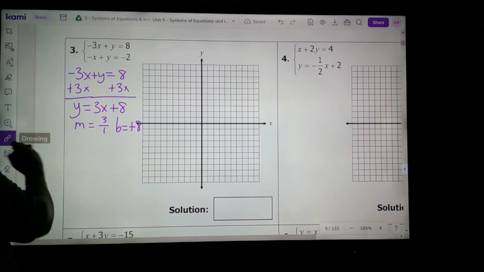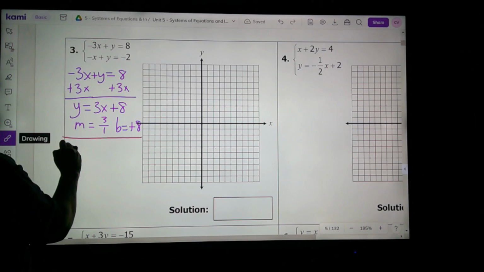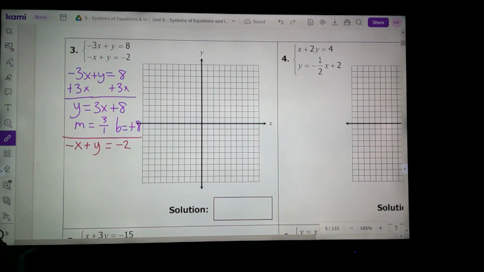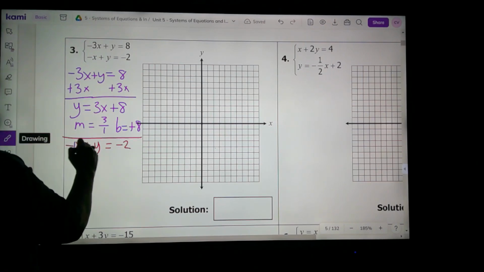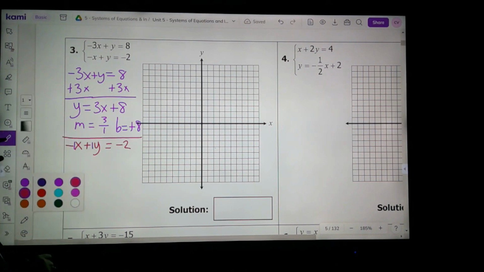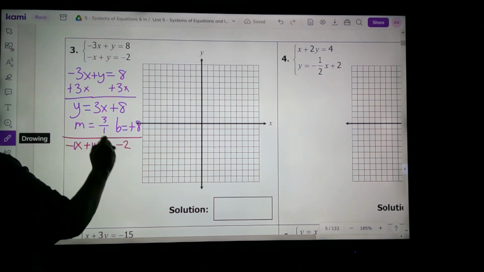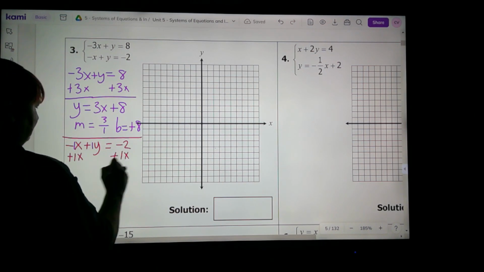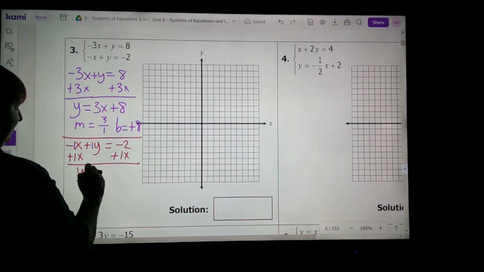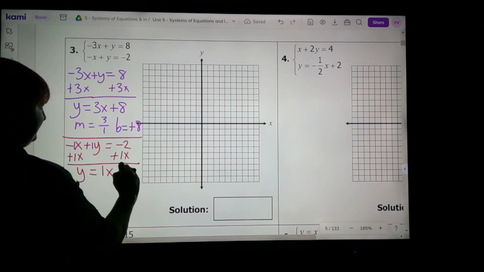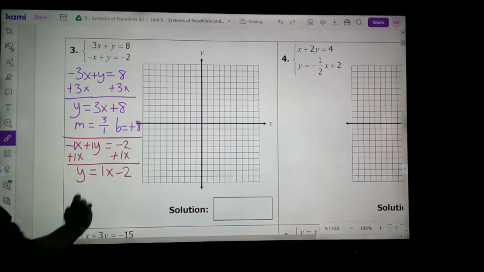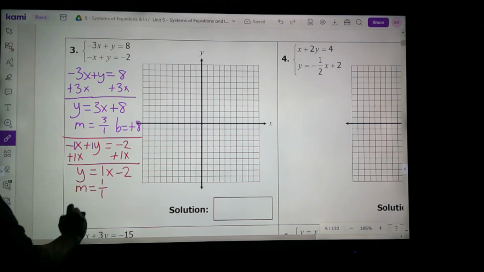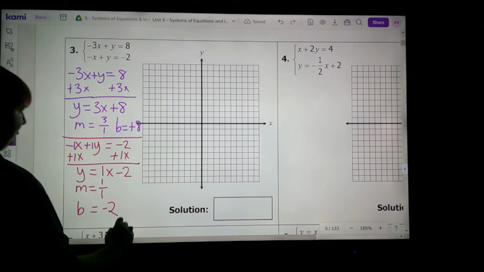Alright, second equation. Negative x plus y equals negative 2. Put the invisible ones if you think it'll help. Again, isolate the y. It's a negative 1x, so we're going to add 1x. That's going to leave me with y equals 1x minus 2, because this is a negative 2. That means that my slope is 1 over 1, and my b is a negative 2.